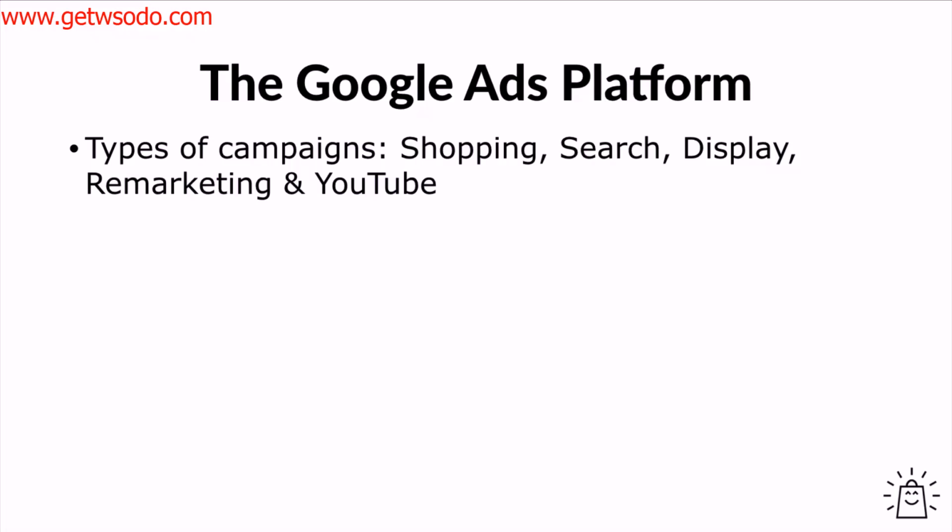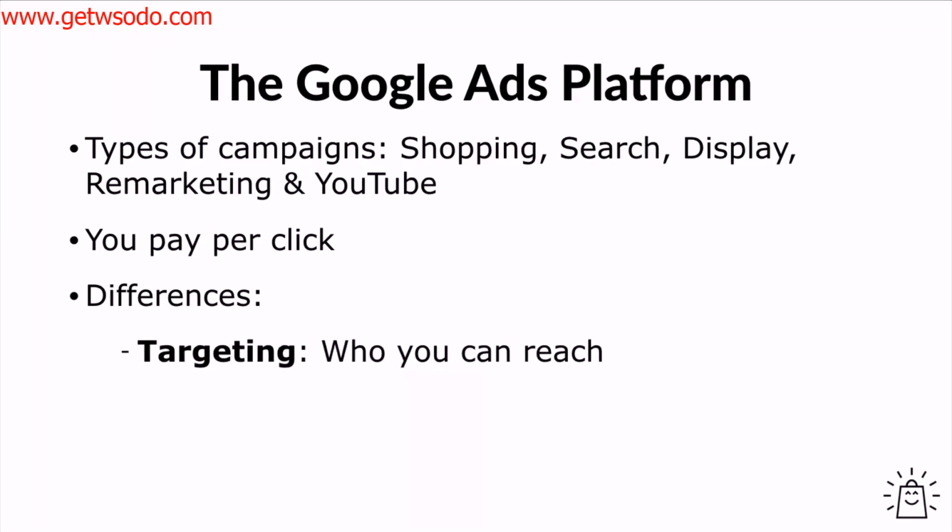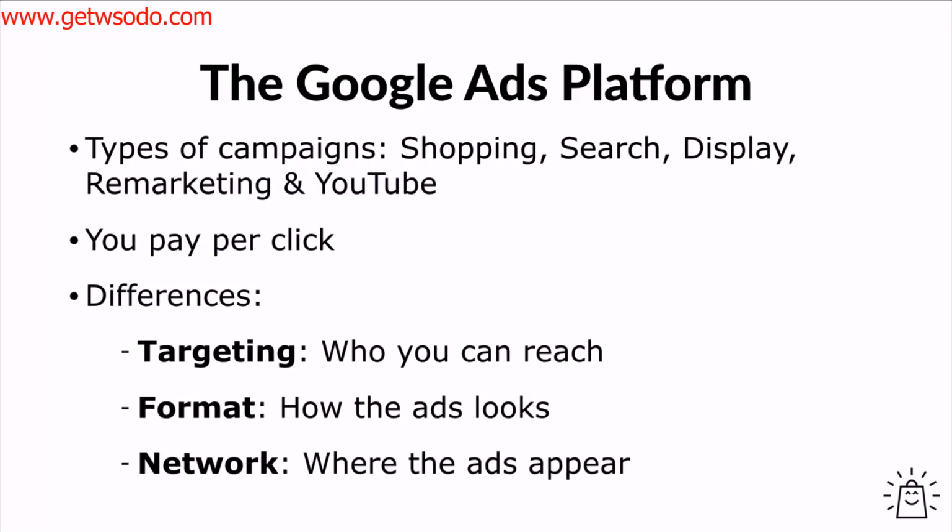So a bit more in detail, the Google Ads platform, what does it consist of? Well, there's a couple of different types of campaigns. There's shopping campaigns, search campaigns, display campaigns, remarketing campaigns, and YouTube campaigns. They all work in the same way. You pay for each click. The main difference is in the targeting, who actually you're reaching with your ads. Second, how your ads look like, what's the format. And third, the network, or where do your ads appear.